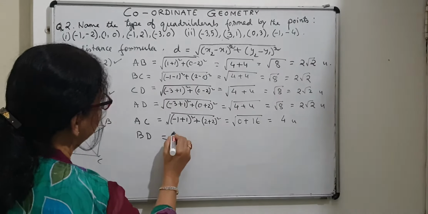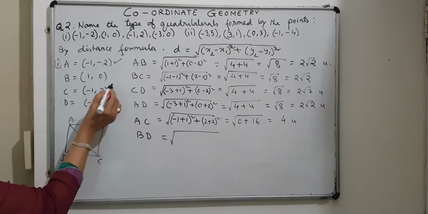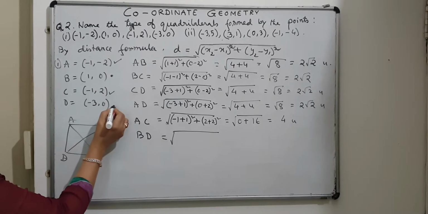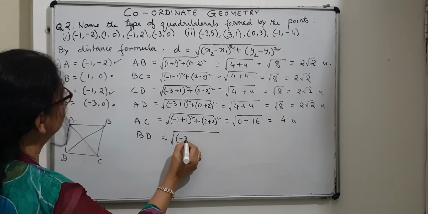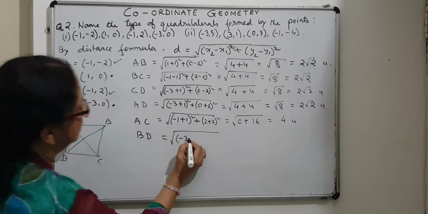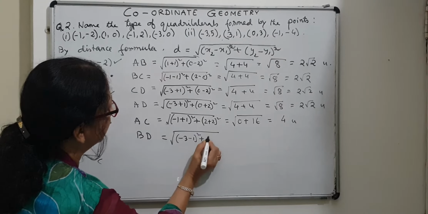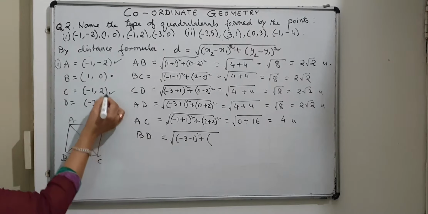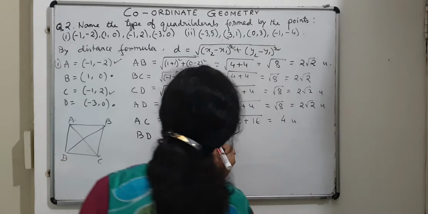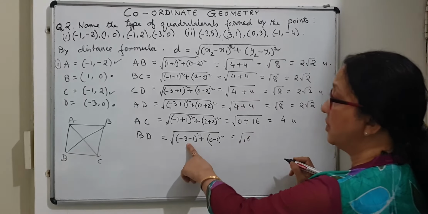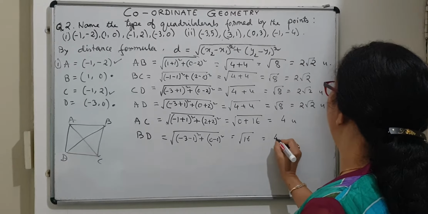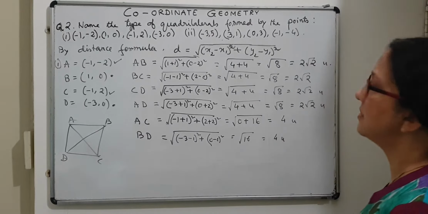And what about BD? BD means I have to take this one and this one. So minus 3 minus 1, whole square, plus 0 minus 0, that is 0 only. So that is also root 16, that is 4 unit. So what I see, the diagonals are also equal.